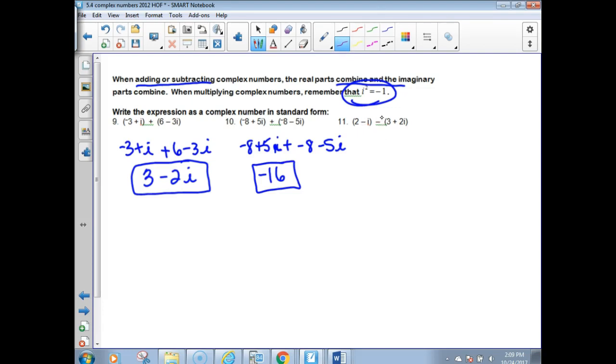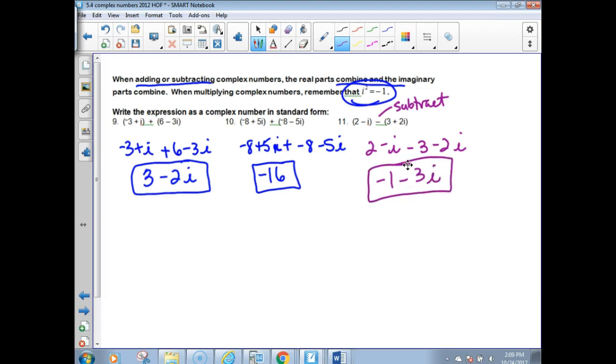On 11, careful. When you subtract, don't forget, you have to make sure that you distribute the minus sign. So 2 minus i minus 3 minus 2i is that when you drop the parentheses, that's what you get. You need to distribute that minus sign. So I combine my like terms. 2 minus 3 is negative 1, and negative i minus 2i is negative 3i. Okay.